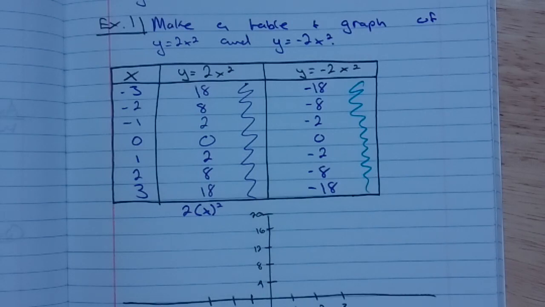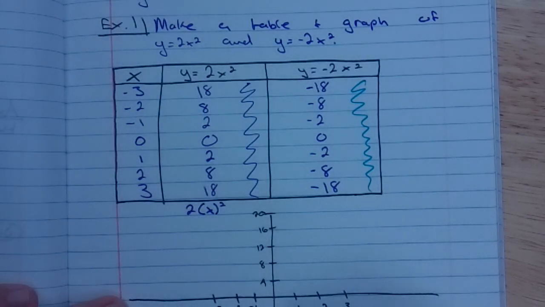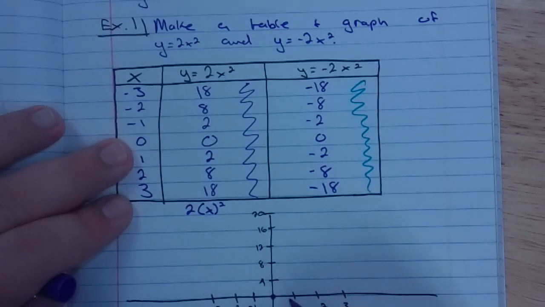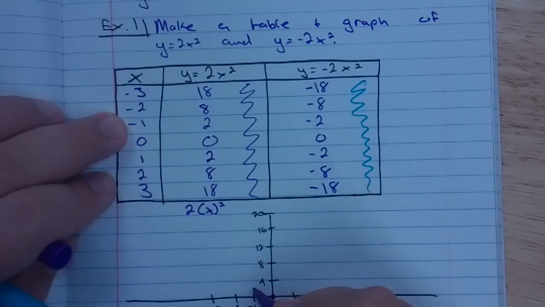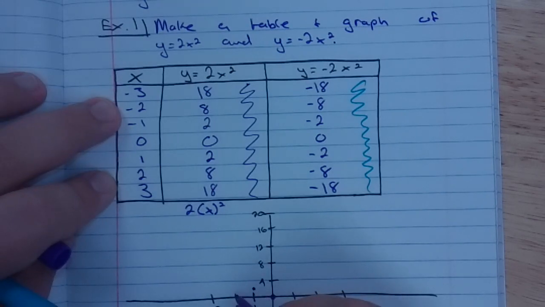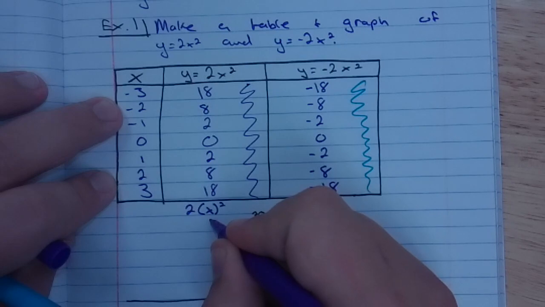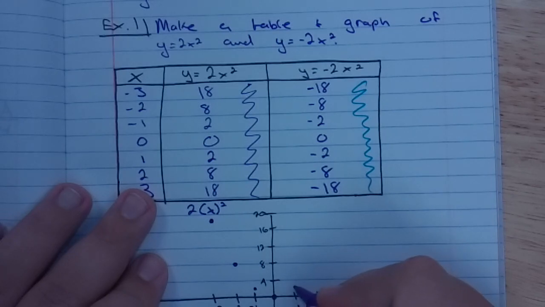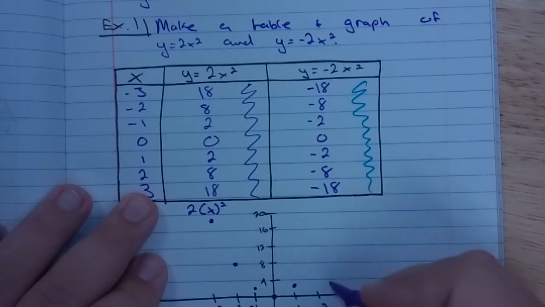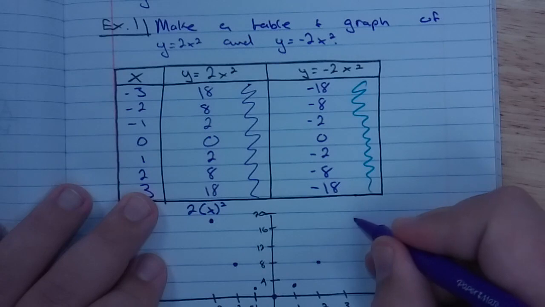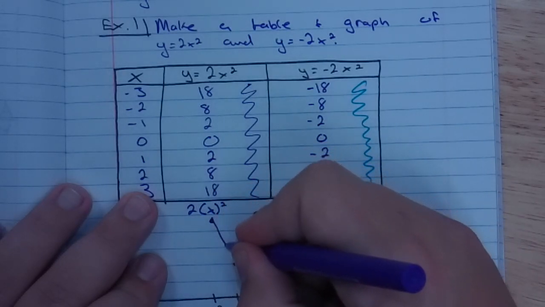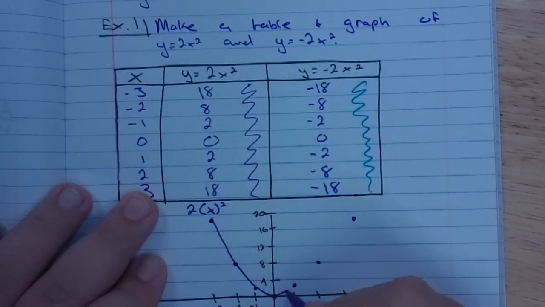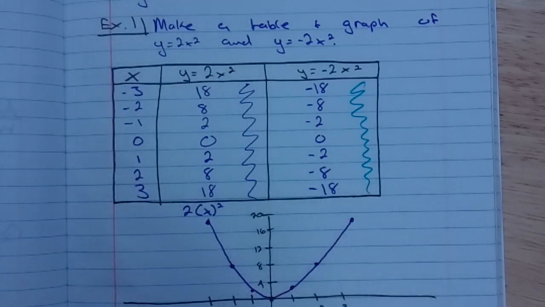So, first things first, we're going to graph these. We know 0 is 0, 0. Okay, -1 is 2. -2 is 8. And -3 is 18. Same thing on the other side. 1 is 2. 2 is 8. And 3 is 18. You then connect them. Boom.